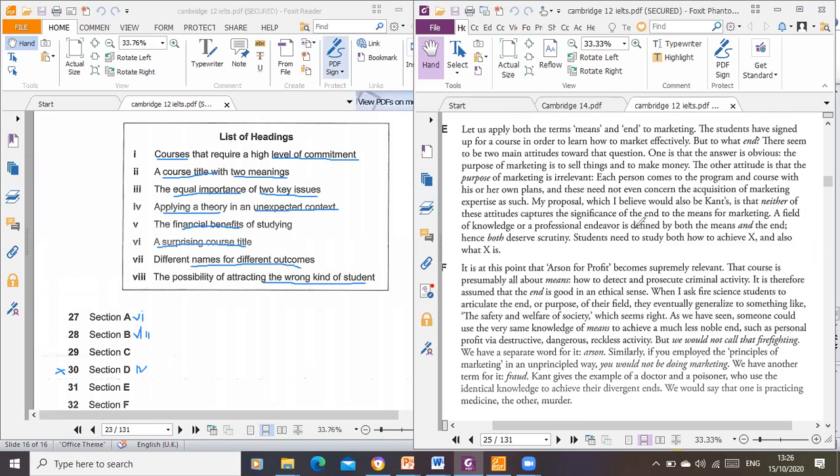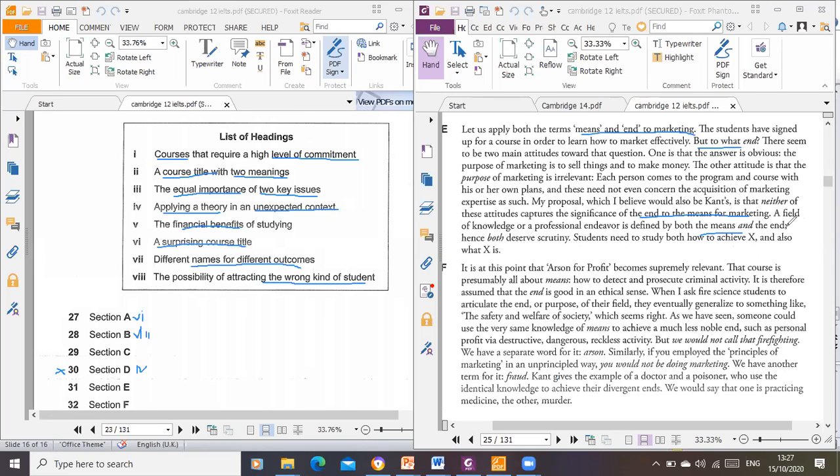Okay. And I said students need to study both to achieve X, that's the means, and that is X. So let us apply the terms means and end to marketing. Okay, but to what end? The other attitude, a field of knowledge and the professional is a means and end, yes.